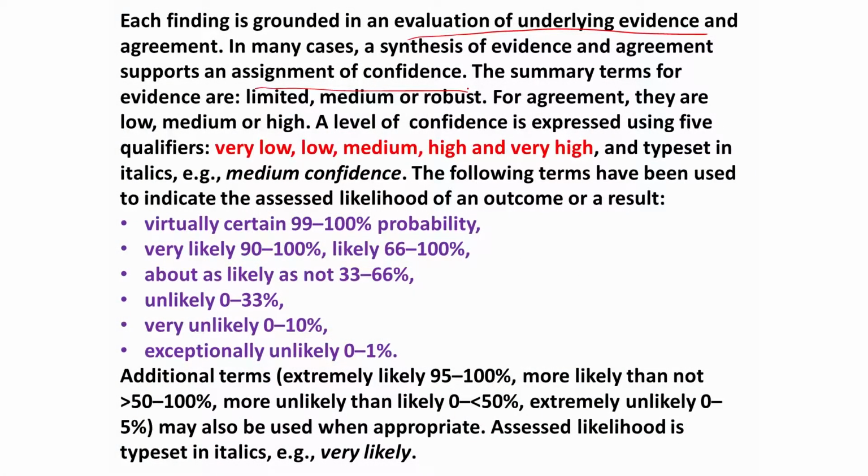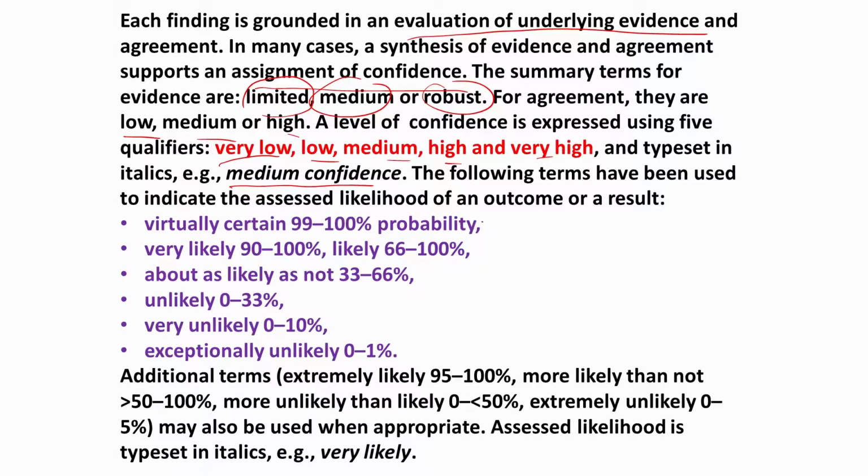So the summary terms are basically divided into limited, medium, and robust. And for agreement, evidences are categorized as limited, medium, and robust. For agreement, they are referred to as low, medium, and high. So when level of confidence is expressed, there are 5 qualifiers that are used: very low, low, medium, high, and very high. And these are expressed in italics.